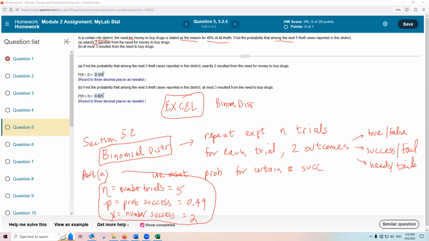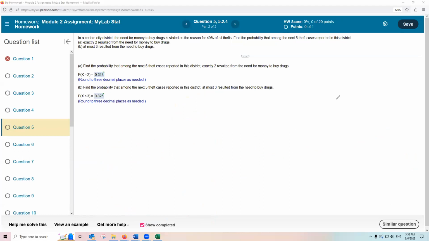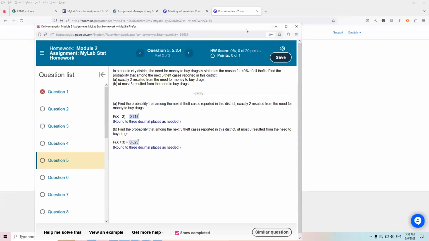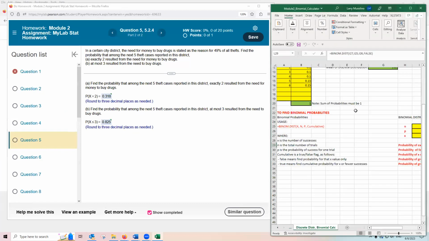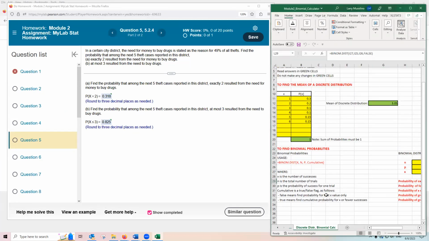Let me share my screen for this calculator. Let me do it here. Bear with me one second. Let me move this over like this. And here's the Excel calculator that I'm going to share with you.